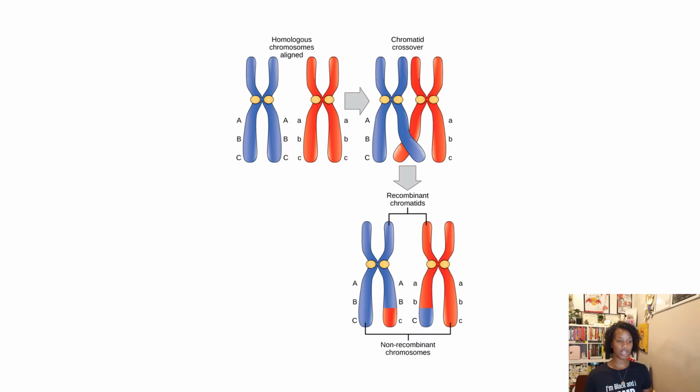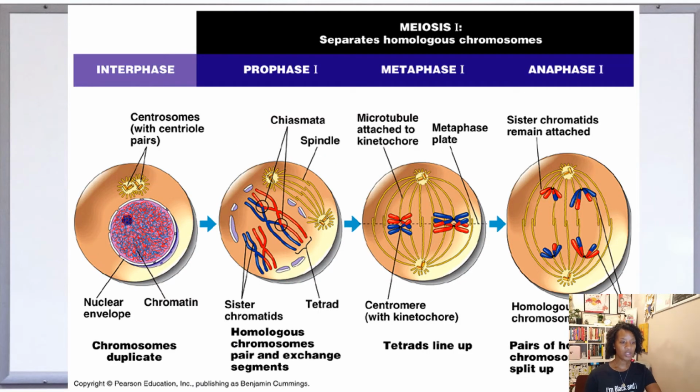Crossover events can occur almost anywhere along the length of the synapsed chromosomes. Different cells undergoing meiosis will therefore produce different recombinant chromatids with varying combinations of maternal and paternal genes. Multiple crossovers in an arm of a chromosome have the same effect, exchanging segments of DNA to produce genetically recombined chromosomes. Okay, back to our schematic.